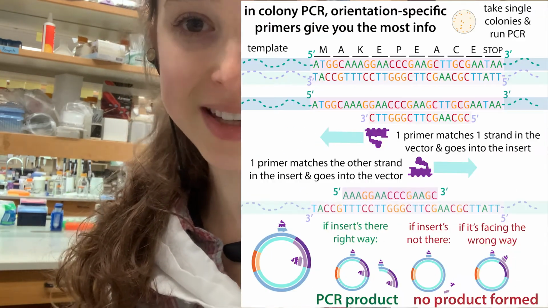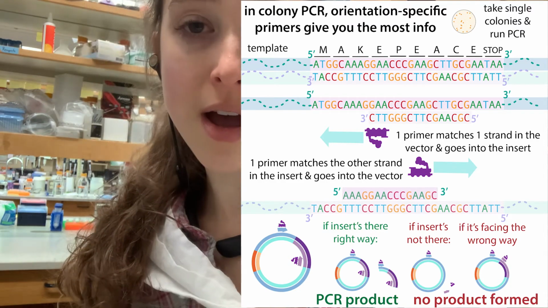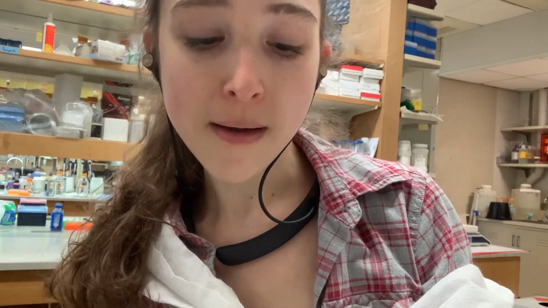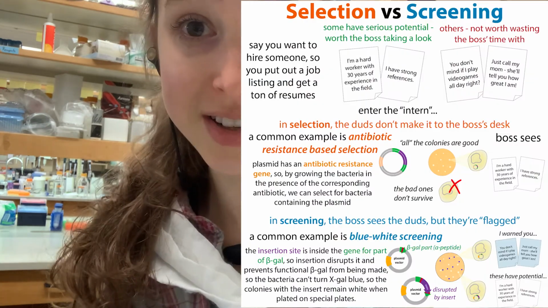There are techniques that we can use that are kind of time consuming, like colony PCR or analytical restriction digest to get an idea if it's in there, and then sequencing to really check. But we have to do some work for all of those things. And well, scientists, we do enough work. So let's make things easier and do screening in addition to selection.